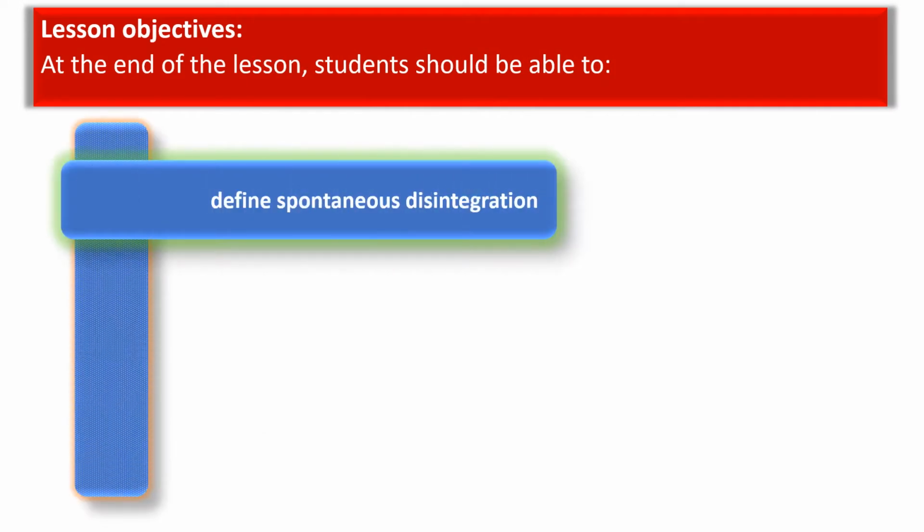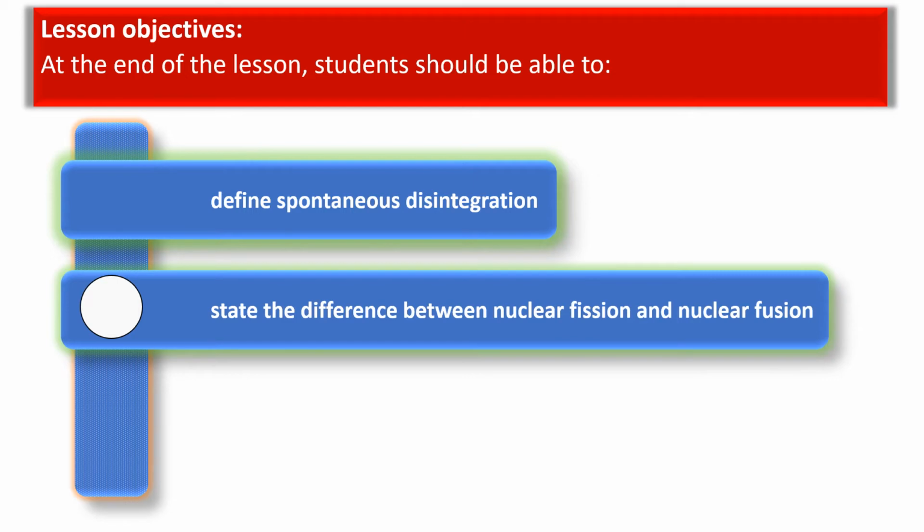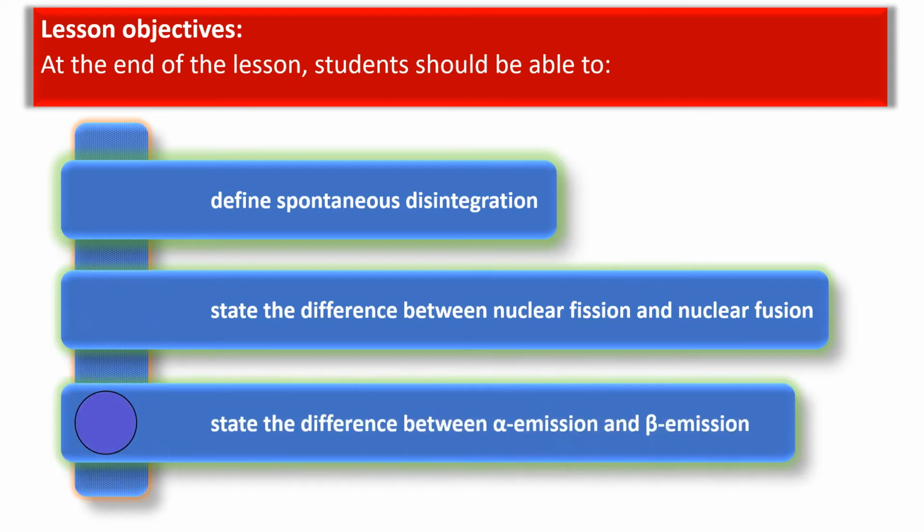Here are the objectives of today's lesson. At the end of this lesson, all the students should be able to define spontaneous disintegration. We should all be able to state the difference between nuclear fission and nuclear fusion. And lastly, everyone in this class should be able to state the difference between alpha emission and beta emission.